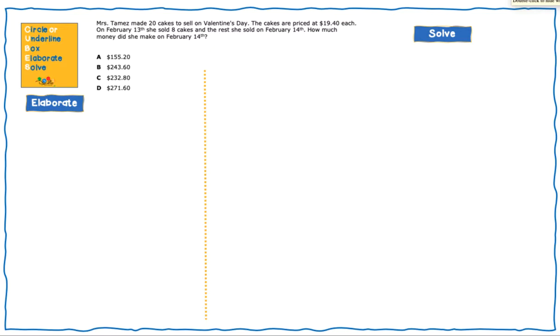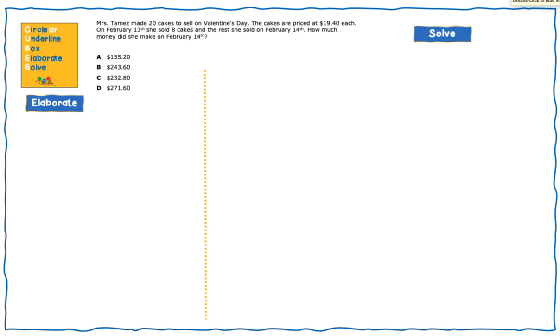Please read with me. Mrs. Tames made 20 cakes to sell on Valentine's Day. The cakes are priced at 19.40 each. On February 13, she sold 8 cakes and the rest she sold on February 14. How much money did she make on February 14? Great, and we're gonna continue using this problem solving strategy called CUBES.